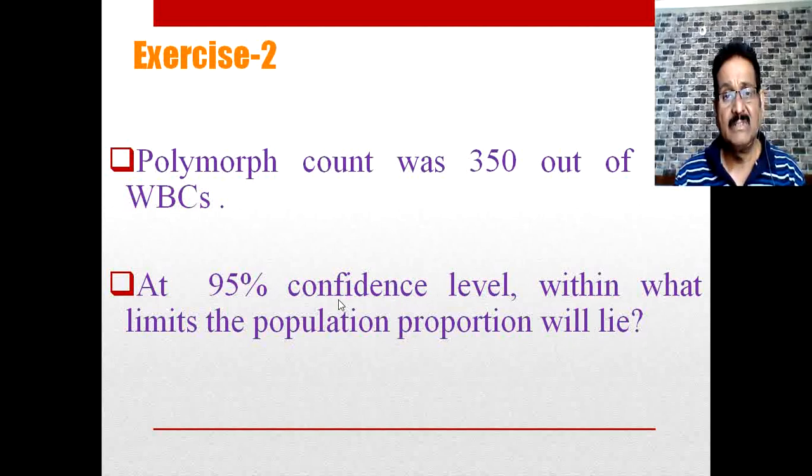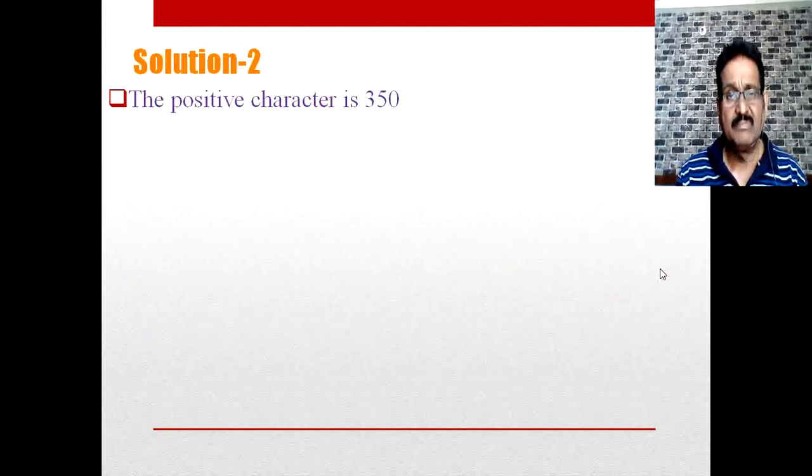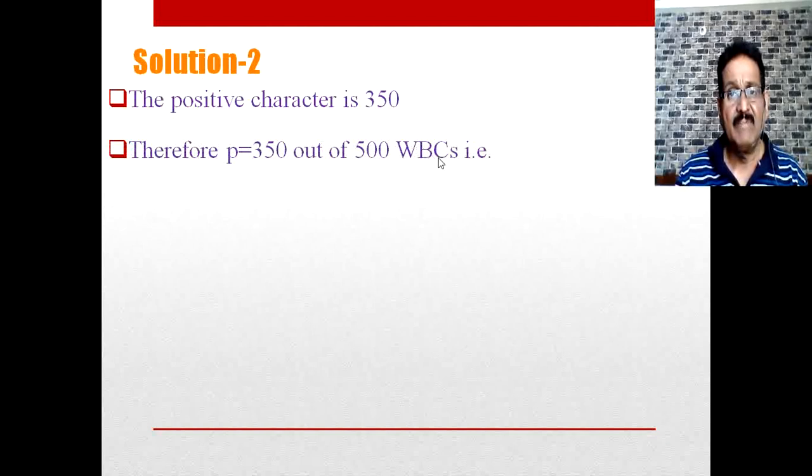This means you have to identify the upper confidence proportion and lower confidence proportion. 350 is the positive character, and the number of samples is 500, so you can solve it very easily. Try to practice again when you get time. The positive proportion is 350 upon 500 into 100, equal to 70%.